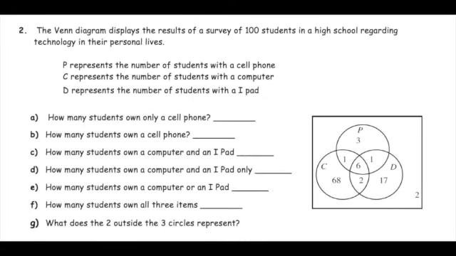The Venn diagram displays the results of a survey of 100 students in a high school regarding technology in their personal lives. Answer the following questions if P represents the number of students with a cell phone, C represents the number of students with a computer, and D represents the number of students with an iPad.